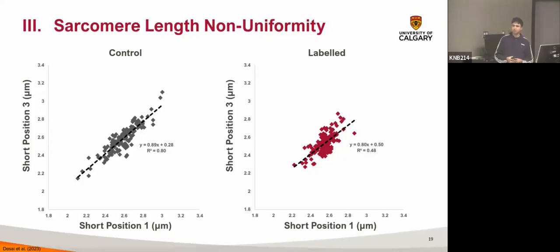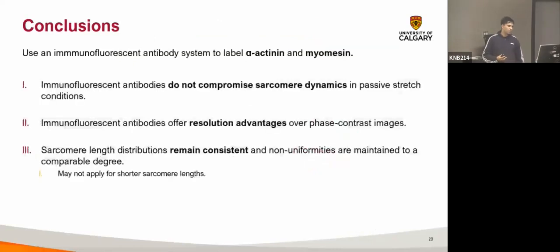Now, from previous literature, people who noticed a 2 times reduction in force said it was a concentration-dependent effect. So we hope that if we reduce the concentrations that we were using for these experiments a little bit more, we would be able to resolve this. Either way, to summarize this section, we thought that immunofluorescent antibodies didn't compromise sarcomere dynamics in passive stretch conditions, that they offered resolution advantages over phase contrast controls, and that sarcomere length distributions remained consistent and non-uniformities were maintained to a comparable degree, except that might not apply for the shorter lengths that I mentioned.